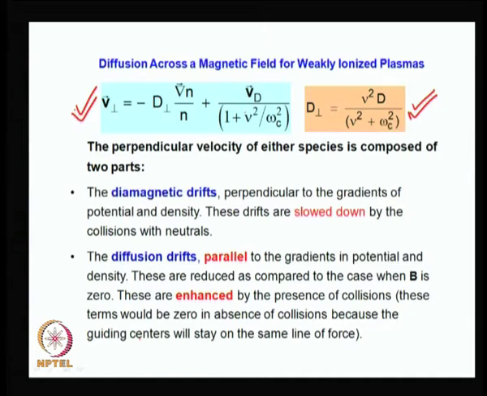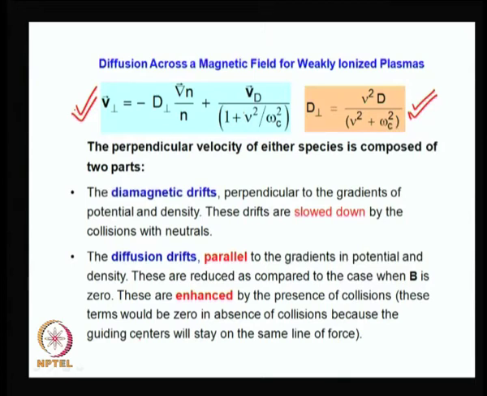The diffusion drifts, on the other hand, are parallel to the gradients in density. These are in the direction of the density gradient, and these are reduced as compared to the case when B is 0. When you have B, you have a term omega c here. So, the diffusion drift is reduced.